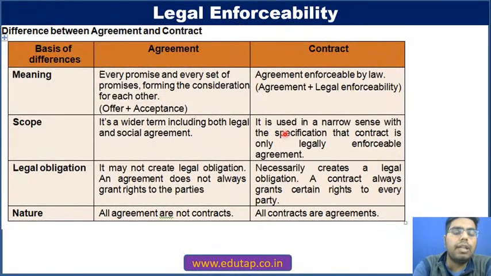Now, legal enforceability. So the basic difference between agreement and contract. First of all, the most important difference is the legal enforceability. Meaning of agreement: every promise and every set of promises forming the consideration for each other is known as an agreement. That means promise plus consideration is your agreement. Here the word consideration should be added. But a contract is an agreement enforceable by law. Agreement plus legal enforceability is your contract.